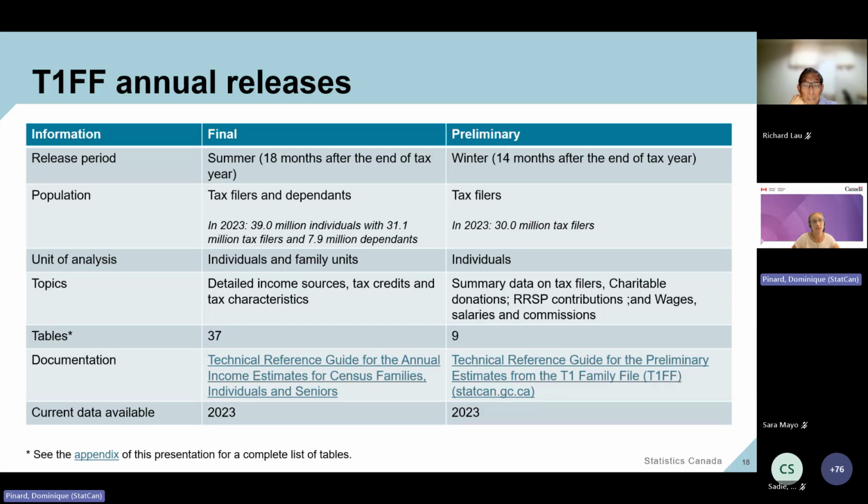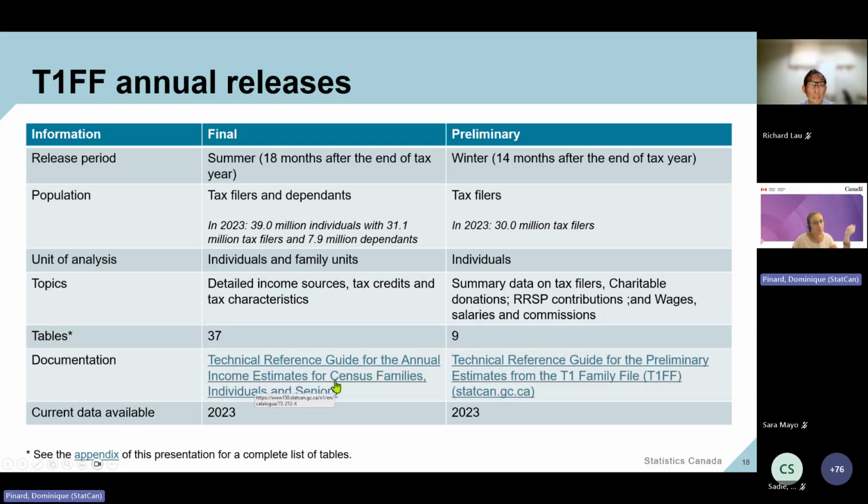It does address fewer topics than the final release, which is, we talk about tax filer data, charitable donations, again referring to tax deductible charitable donations, RSP contributions, and wages, salaries, and commissions. The summer release includes a larger spectrum of information by including family information, detailed income sources, and various tax credits.